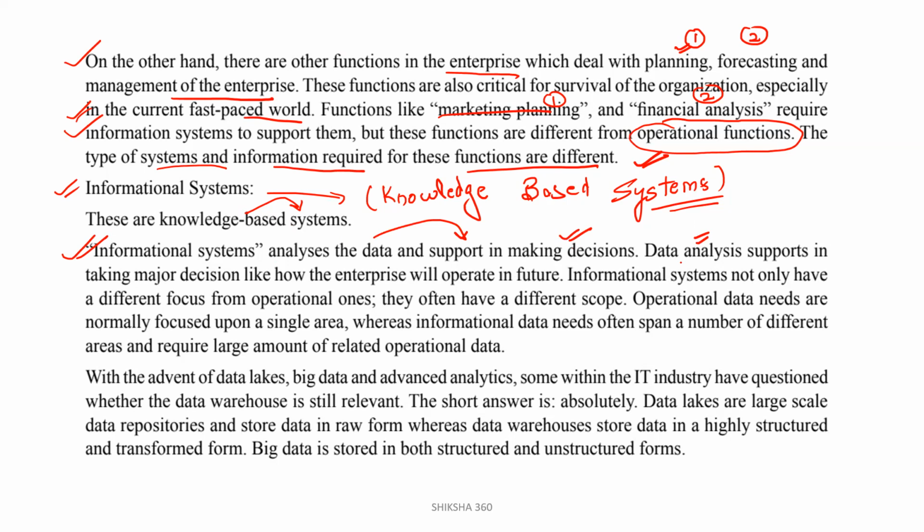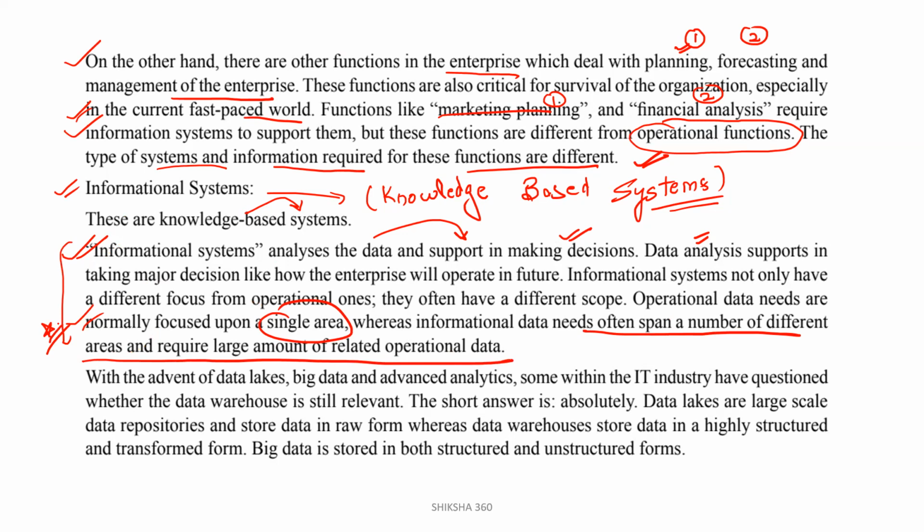Informational systems do not only have a different focus from the operational ones, they often have a different scope also. Operational data needs are normally focused upon a single area, while the informational data needs often span a number of different areas and require a large number of related operational data.